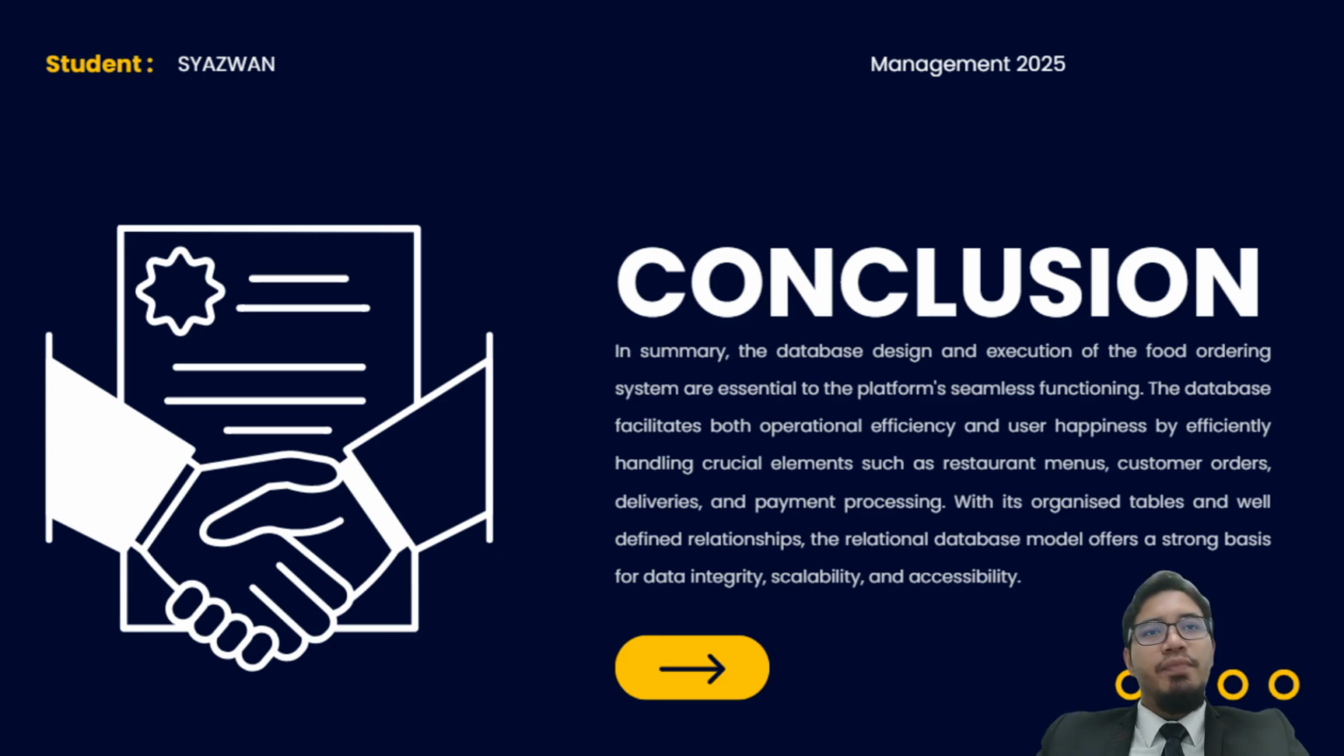In summary, the database design and execution of the food ordering system are essential to the platform's seamless functioning. The database facilitates both operational efficiency and user happiness by efficiently handling crucial elements such as restaurant menus, customers' orders, deliveries, and payment processing. With its organized tables and well-defined relationships, the relational database model offers a strong basis for data integrity, scalability, and accessibility.